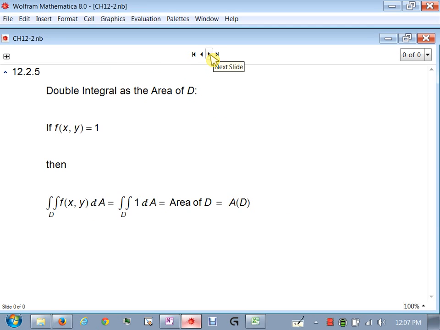That's equivalent to, in Calc 2, when you were trying to integrate from A to B and you wanted to find the area underneath the curve, you could, if you want, break it up and do the integral from A to C and then from C to B and take those two areas and add them together. It's the same exact concept.